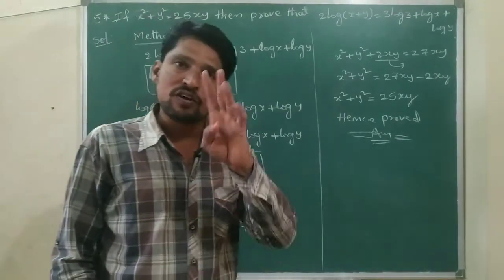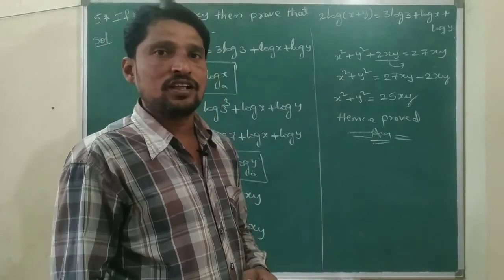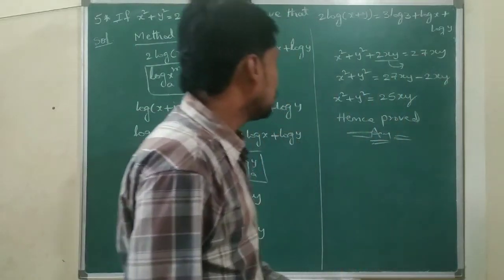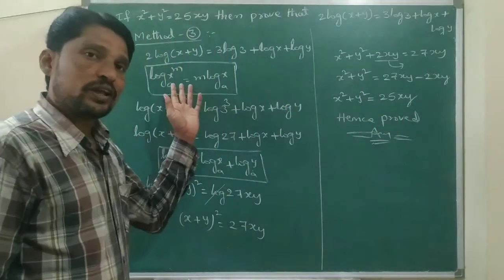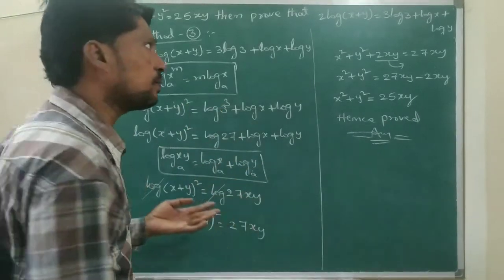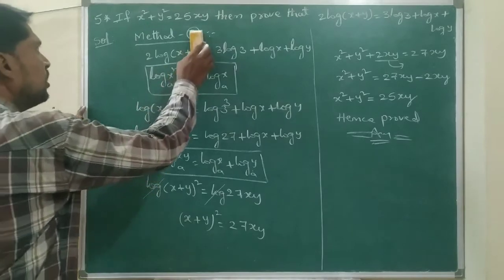So method number 4, one more method, that is the last method. I will explain method number 4 now. So you can learn the properties. If you learn the properties, it is very easy for you.